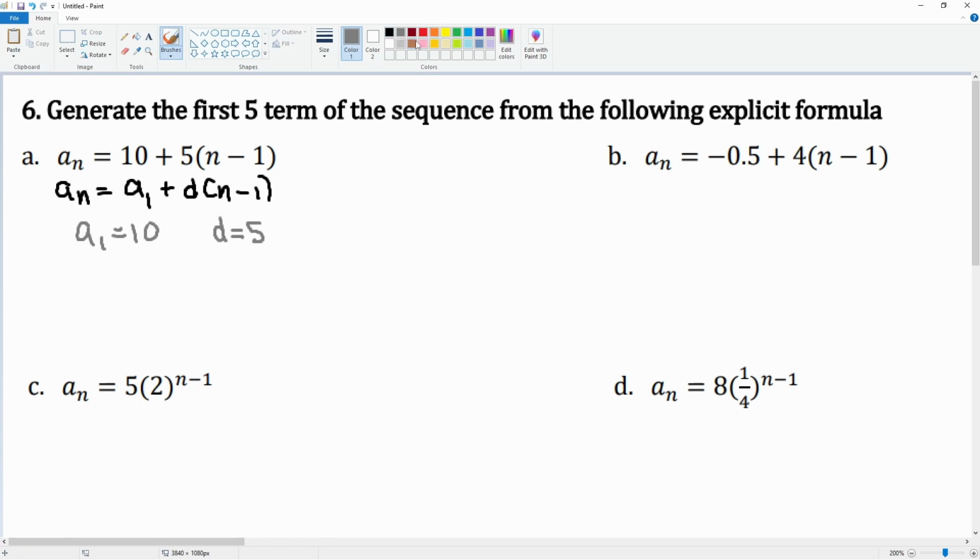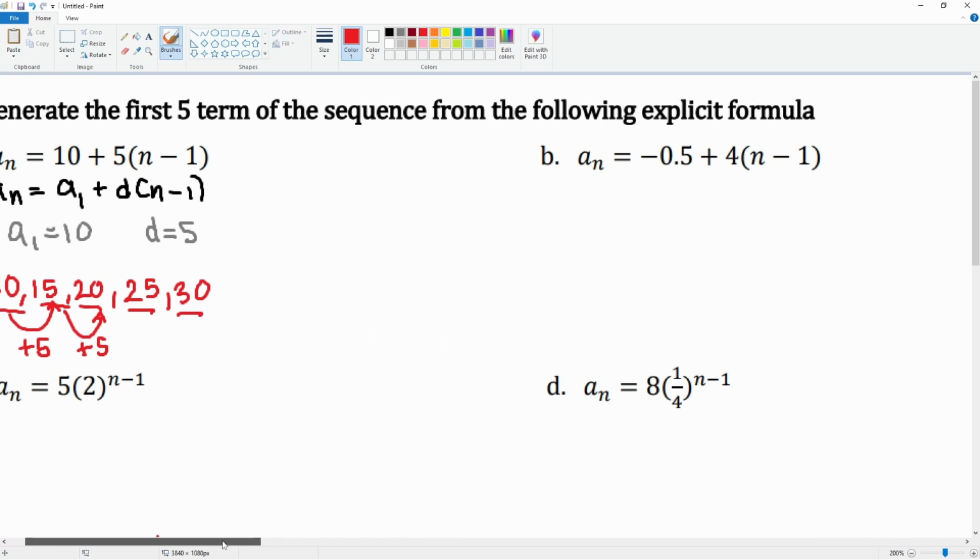If we want the first 5 terms, let's start with the first term, which is 10. Then for us to get to the next term, we're going to add the 5 because that is the common difference. So that becomes 15. And we're going to repeat that again to become 20, then 25, then 30. 1, 2, 3, 4, 5. Okay, these would be the 5 terms of the sequence: 10, 15, 20, 25, and 30.